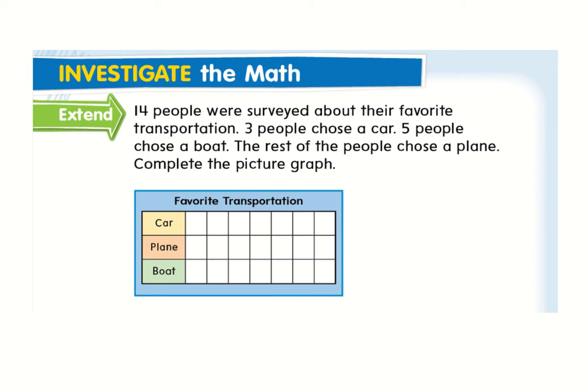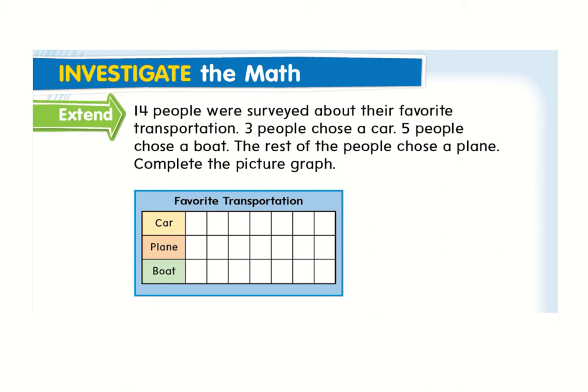Now we get to make our own graph here. It says 14 people were surveyed about their favorite transportation. So right off the bat, boys and girls, if my number at the bottom after I count up all of these does not equal 14, I definitely messed up something somewhere. So let's read the whole thing and go back and take out all the information. 14 people were surveyed about their favorite transportation. 3 people chose a car, 5 people chose a boat, and the rest of the people chose a plane.